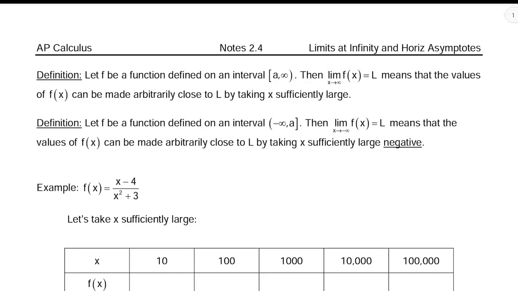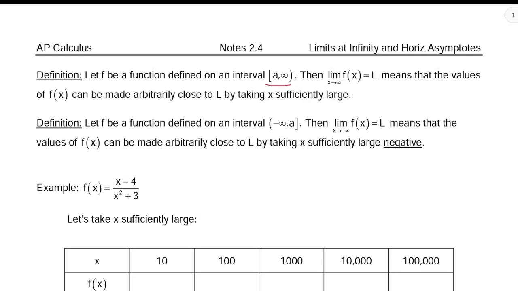Notes 2.4 are about limits at infinity and horizontal asymptotes. So first we'll talk about limits at infinity. Here we're going to talk about a function f on the interval from a to infinity.